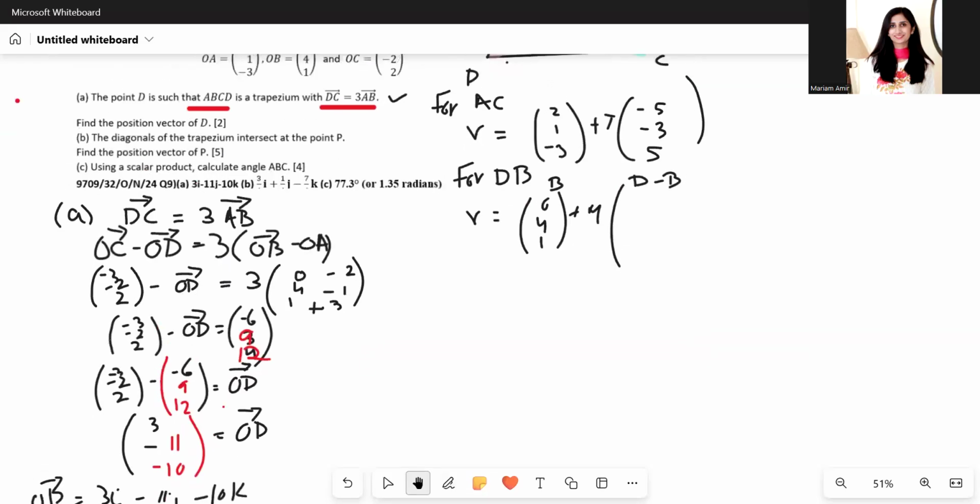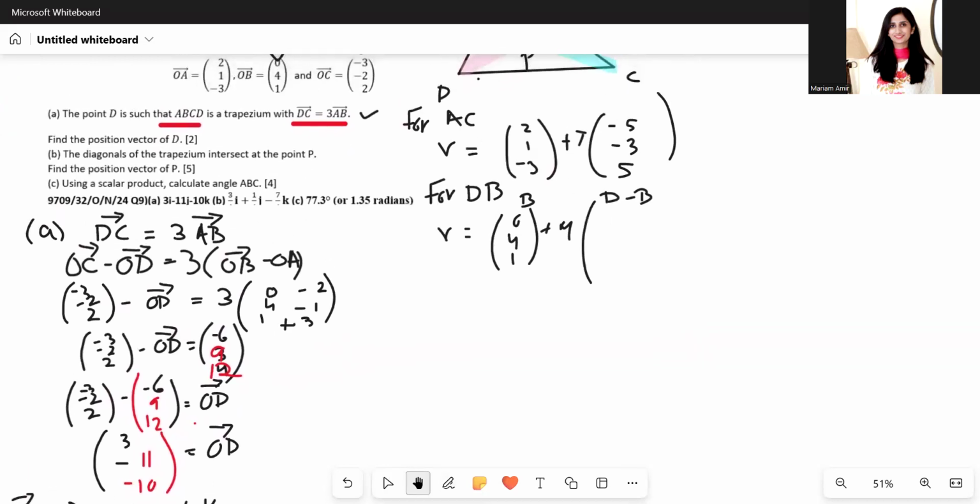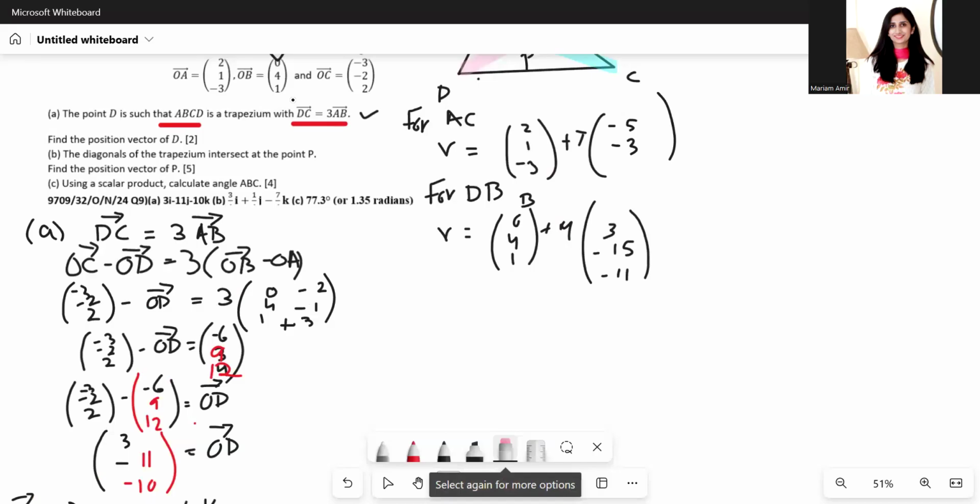And from that we subtract B. So it's going to be 3 minus 0 first. So that would be a 3. Then it's a minus 11 minus 4, which is going to be minus 15. And then it's a minus 10 and a minus 1. So that's going to be a minus 11. This is the vector equation for BD. Now let's solve these simultaneously.